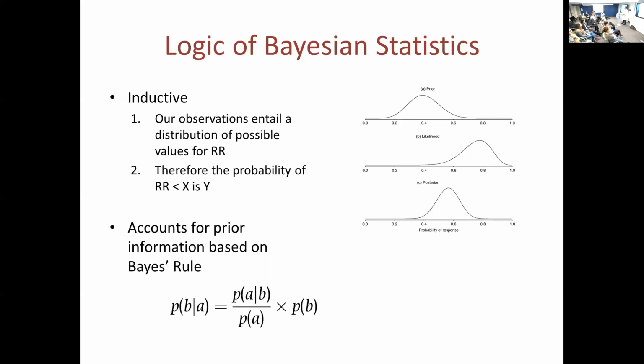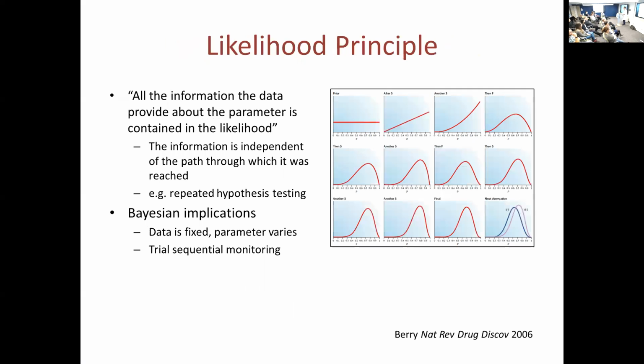And of course, the approach is based on Bayes' rule, where here B is the probability of the hypothesis and A is the probability of the data. And you basically go from the probability of the data given the hypothesis to the information that you actually want, which is the probability of the hypothesis given the data.